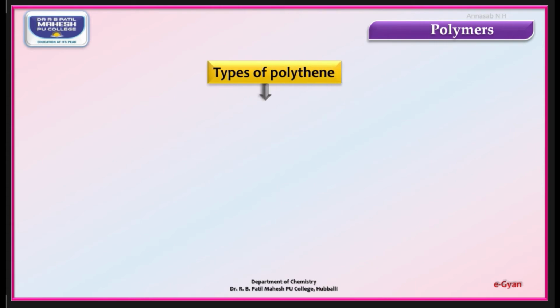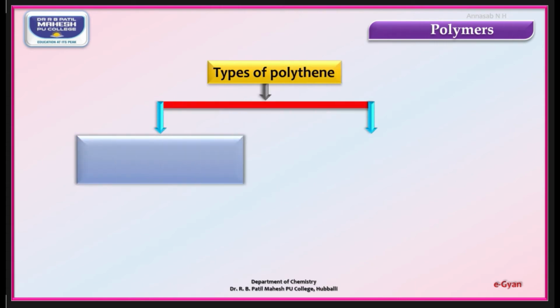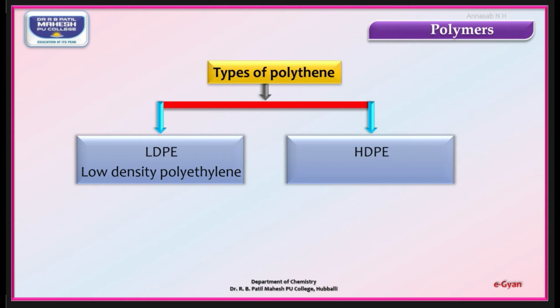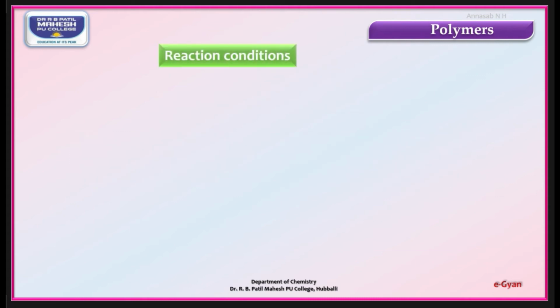Types of polythene: there are two types. One is LDPE, that is low density polythene, and another is HDPE, that is high density polythene. Reaction conditions.